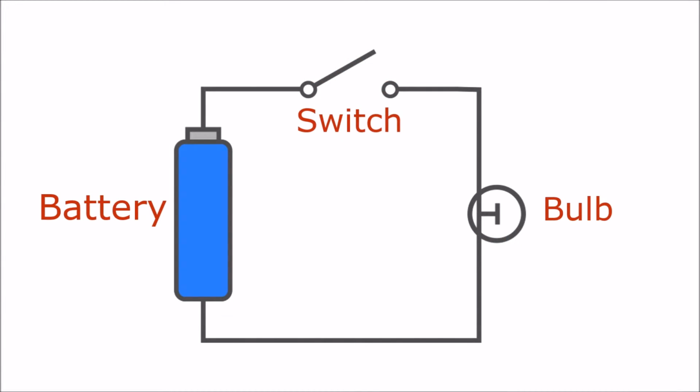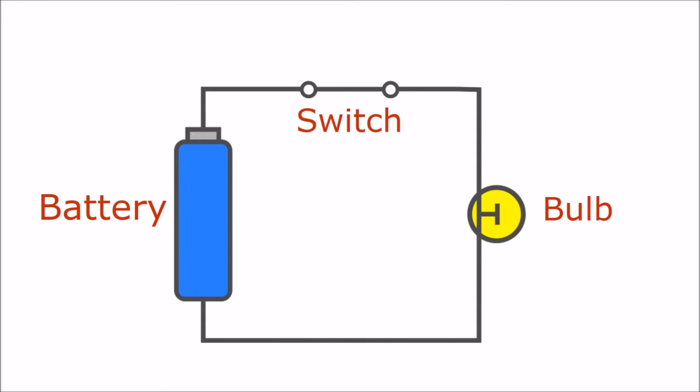Here is a simple electric circuit with a battery, a switch and a light bulb. For the bulb to light, electricity must be able to flow, and that requires a complete unbroken circuit. When the switch is in the off position, the switch contacts are open, so the circuit is broken. No electricity flows, so the bulb doesn't light.